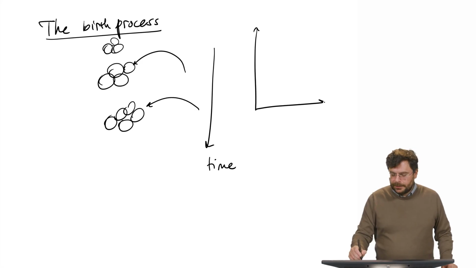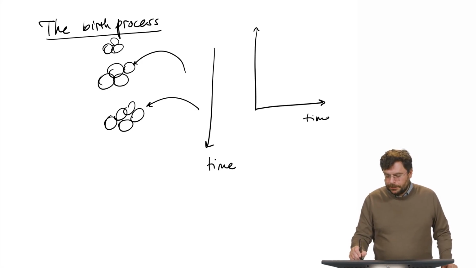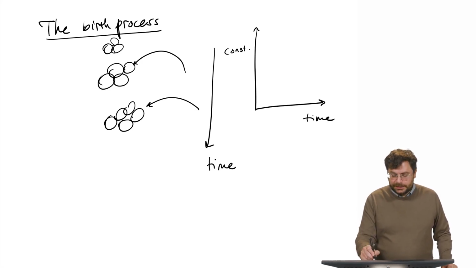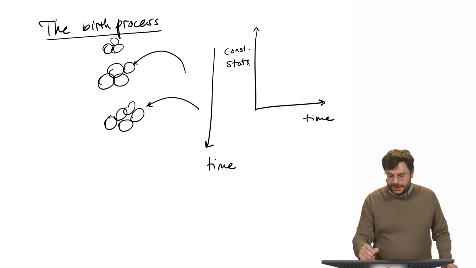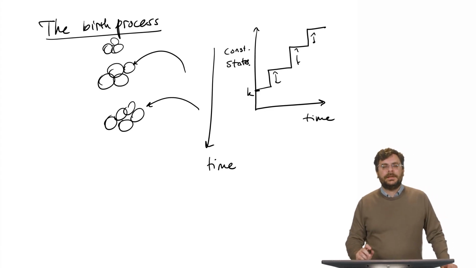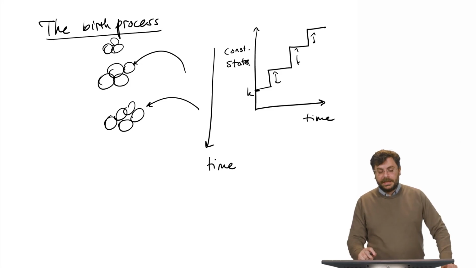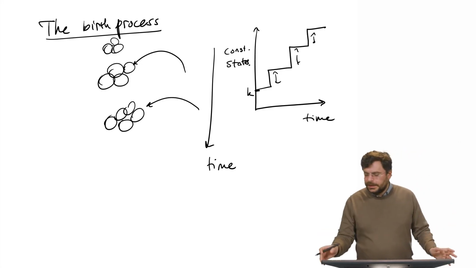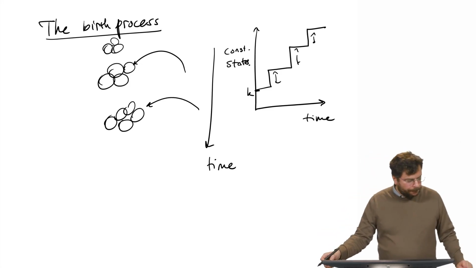So when I think about time and my constitutive states, I'm thinking of my constitutive states as starting off from some value, let's call it k, and then increasing by a fixed amount at various points in time. Right? So that's what I have in mind when I talk about the birth process. So not sexual or asexual reproduction.